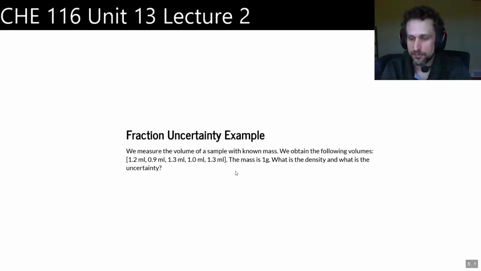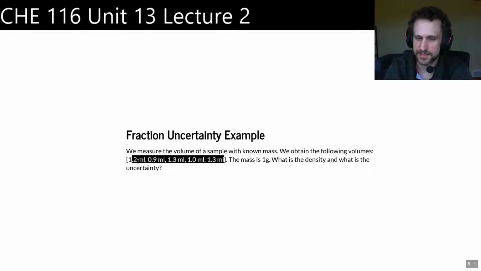So let's see an example where the first derivative is not coincidentally the same as the original function. Let's say that we're measuring the volume of a sample with known mass. So now mass is known and we're measuring volume. And we obtain different volumes: 1.2 mL, 0.9 mL, 1.3 mL, 1 mL, 1.3 mL, right? Each of these samples has the same mass and we're measuring the volume.